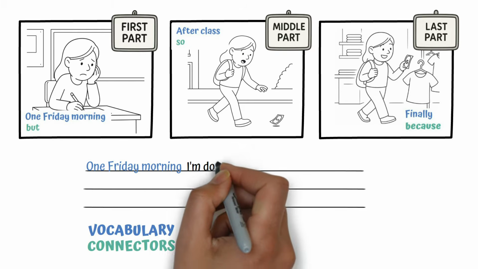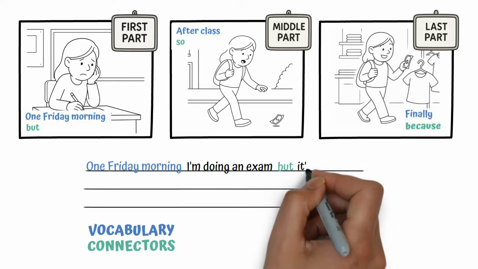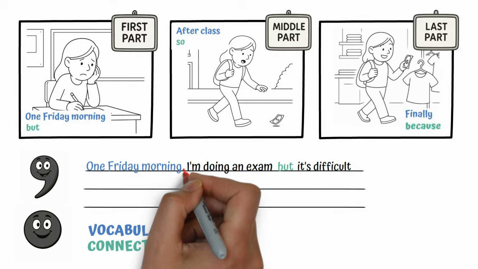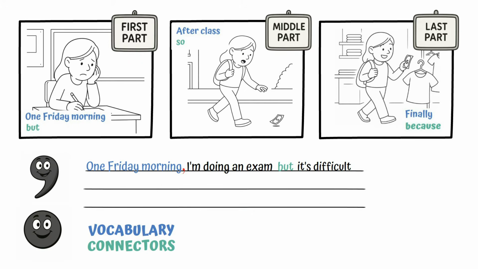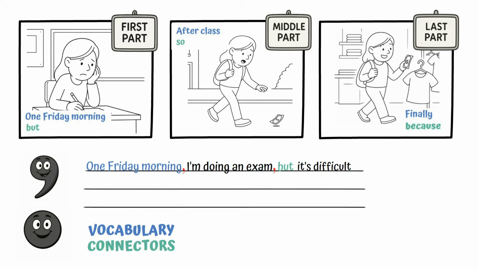One Friday morning, I'm doing an exam. But it's difficult. Wait, don't forget to use commas and full stops. After one Friday morning, I can use a comma. And before the connector but, another comma. And don't forget to use a full stop at the end of your sentence after describing one picture.